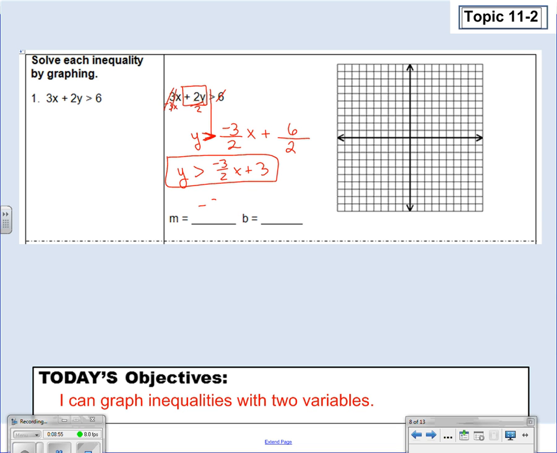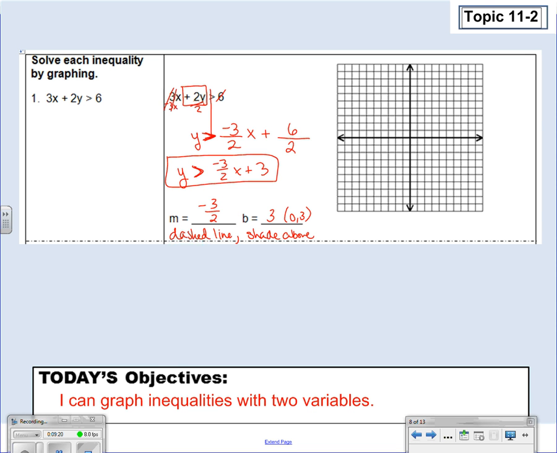From our equation, we see that the slope is negative 3 over 2, and our y-intercept is 3, or (0, 3). We also see, because it's an inequality, that it is a dashed line, because it doesn't have a line underneath it. And since it's greater than, we will shade above. Since it's an inequality, we will have shading going on.